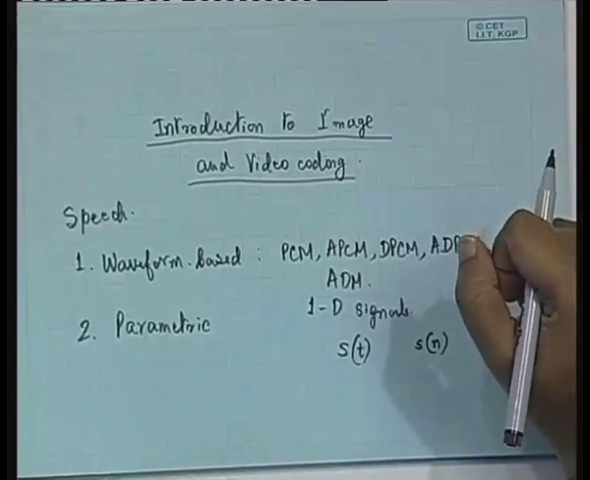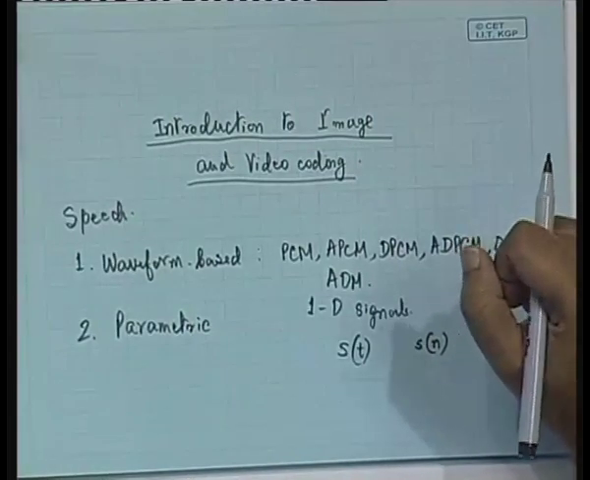In the case of image and video, the encoding philosophy is substantially different. First of all, unlike the speech generation process, we do not have any specific parametric model to consider. That is why waveform based coding is more popular for image and video coding. But the first difference obviously comes in the matter of dimensionality.